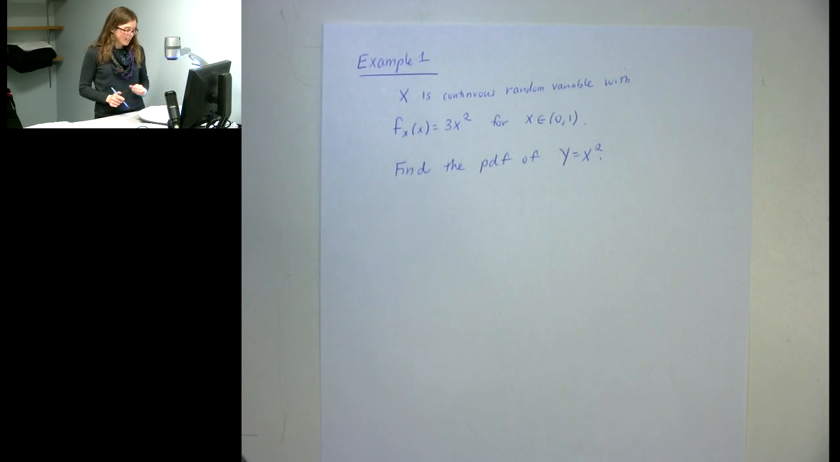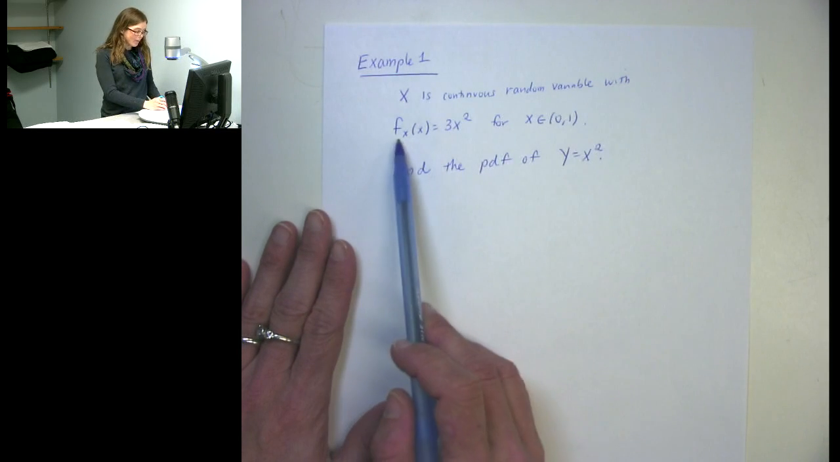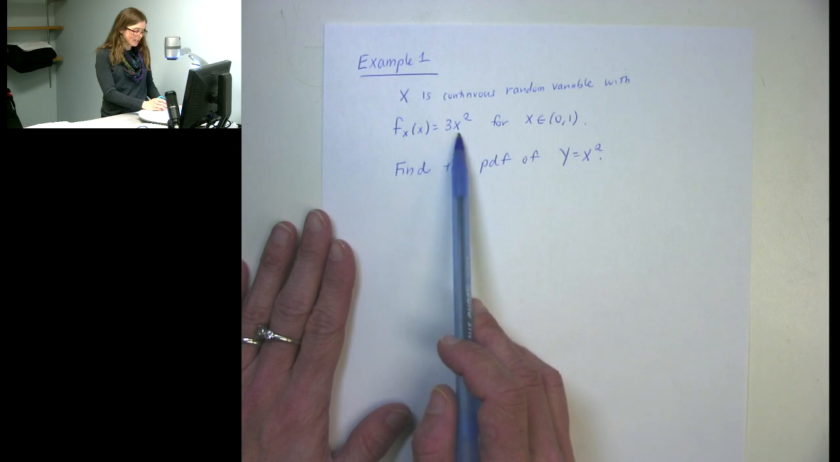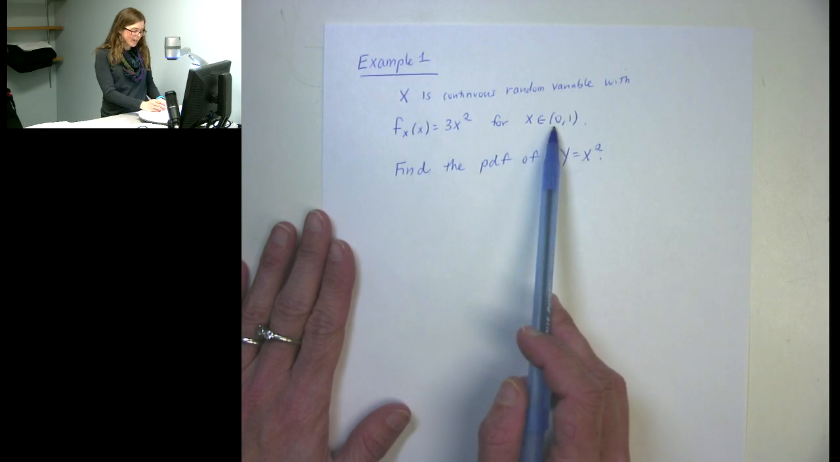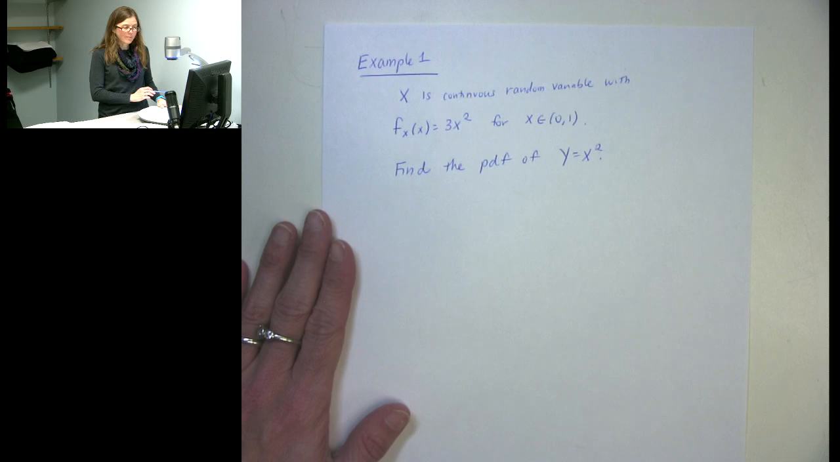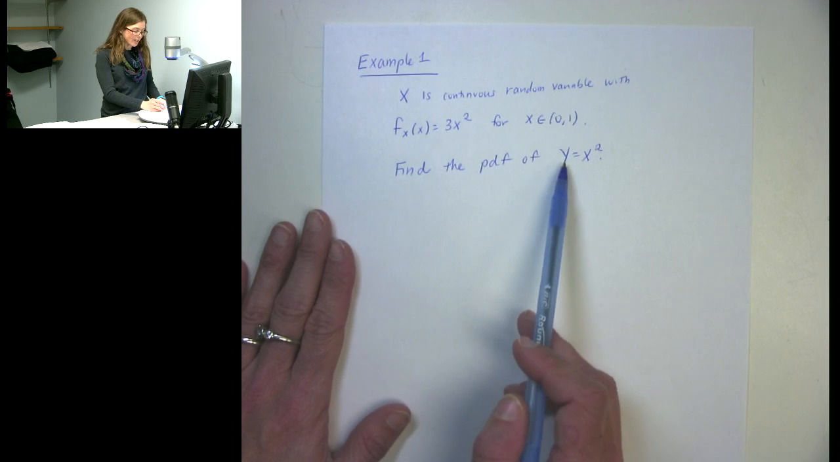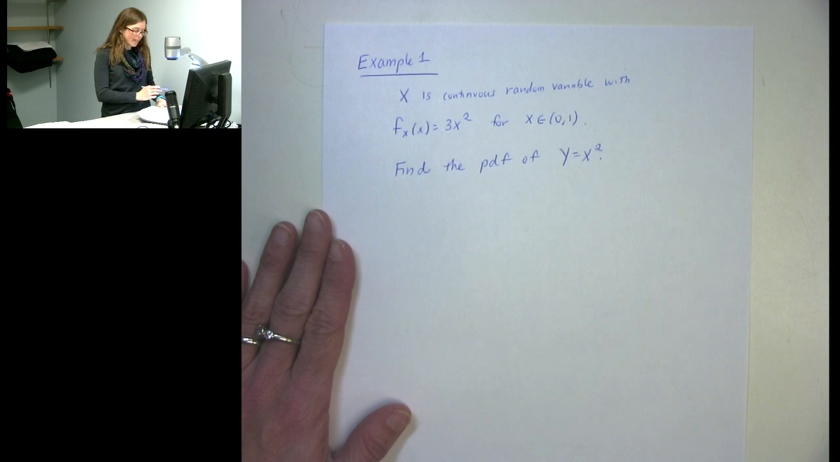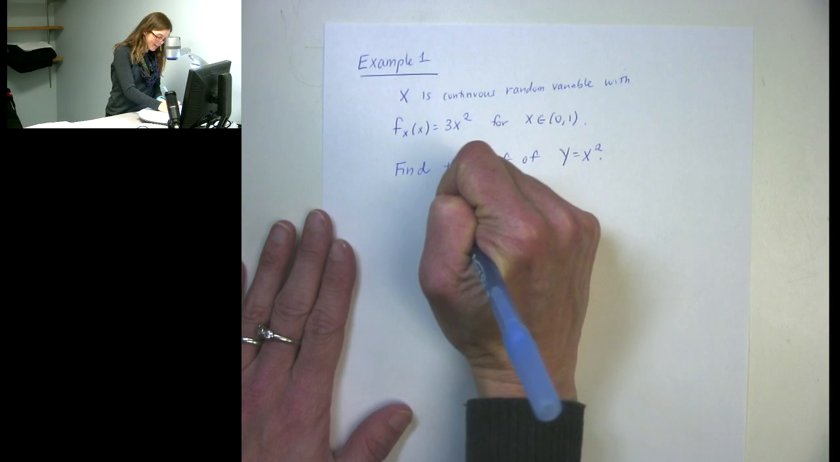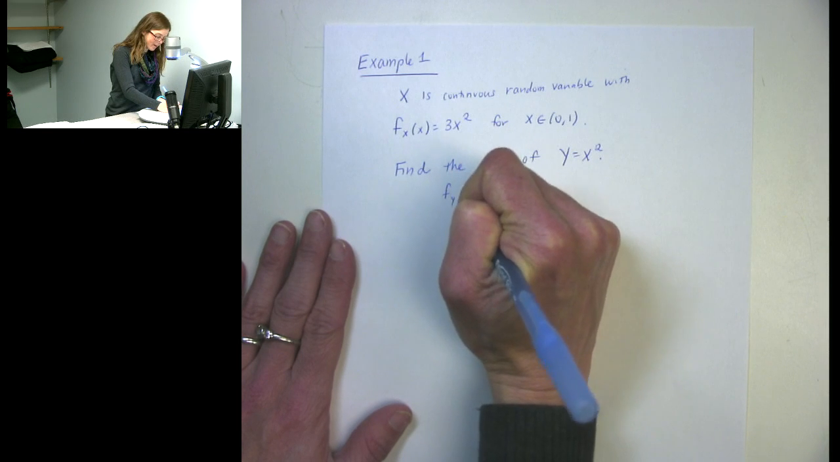So for the first example, x is a continuous random variable with the probability density function of x given by 3x squared for values of x in the interval from 0 to 1. And what we're going to do is find the probability density function of y, which is equal to x squared. So what we're trying to find then is f sub y of y.